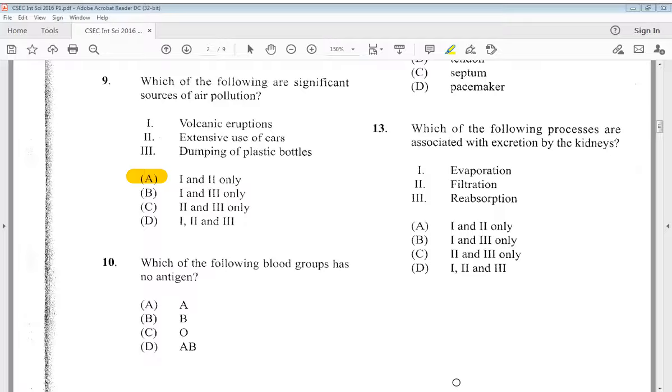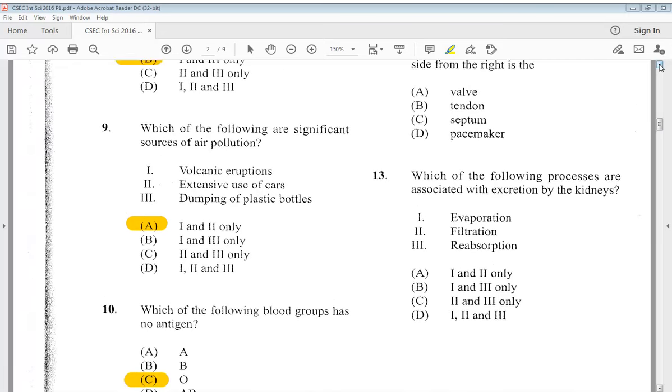10 says, which of the following blood groups has no antigen? This is a repeated question. So we know the answer is O. Let's move on to number 11.